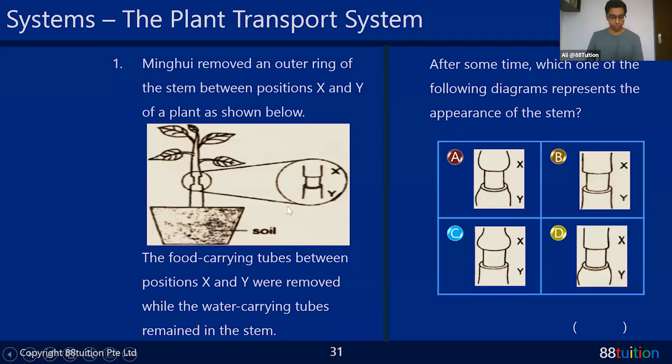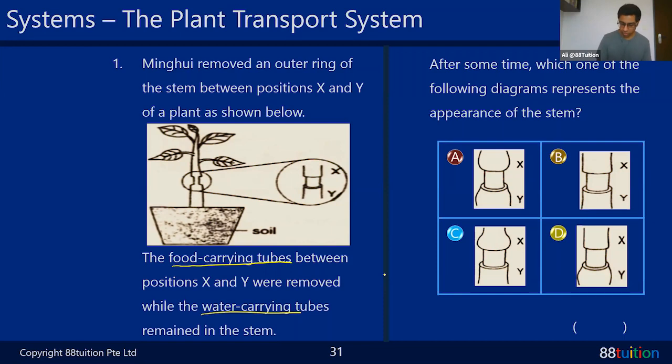Okay, let's go. Question one, Minghui, remove. This is a very common question. You always remove the outer ring of the stem, or sometimes they call it the bark. And then you find out, hey, you may be cutting off one of the tubes. Remember the food carrying tubes, and there is a water carrying tube.